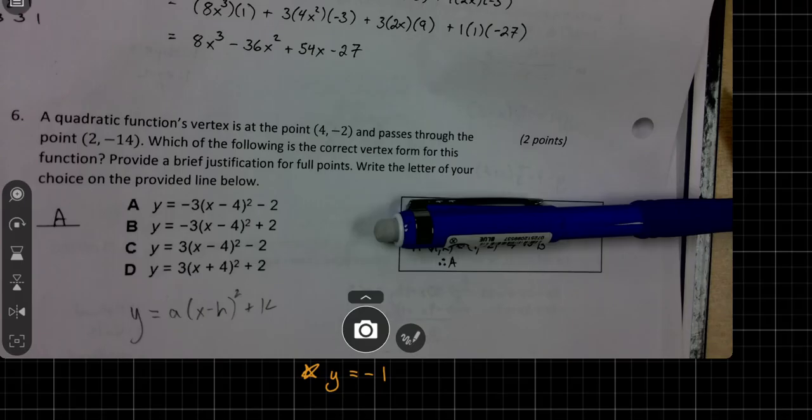Now, what is the difference between A and C here? One's negative, one's positive. Could I write this and plug in h and k and then plug in the x and y and solve for the value of A? How many of you guys did it that way? That's good. That's fine. That's awesome. There's an easier way.